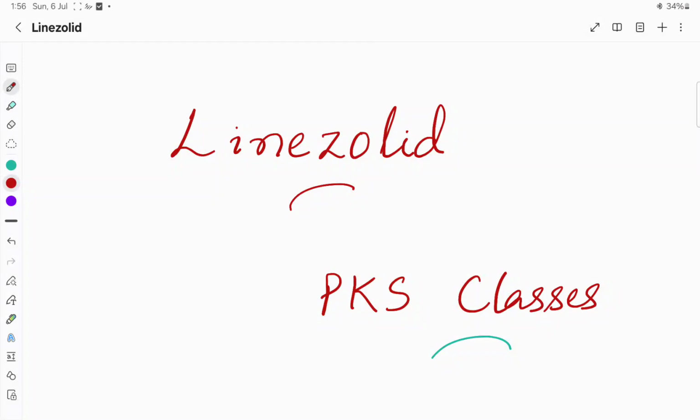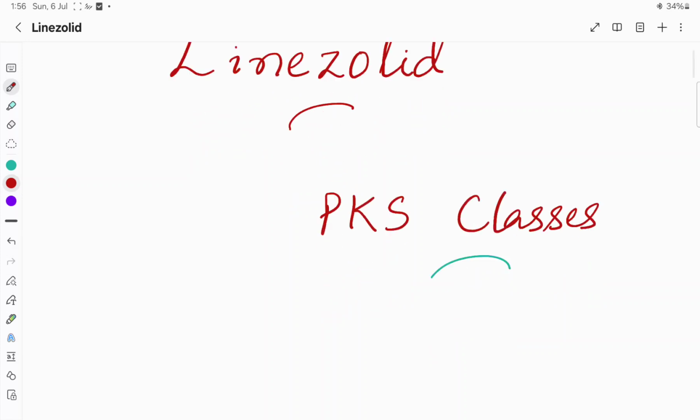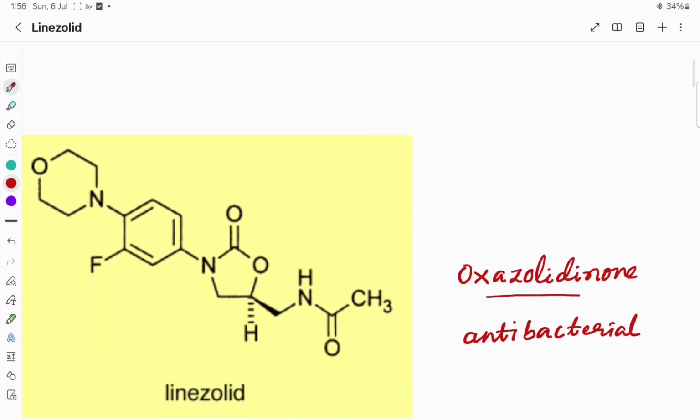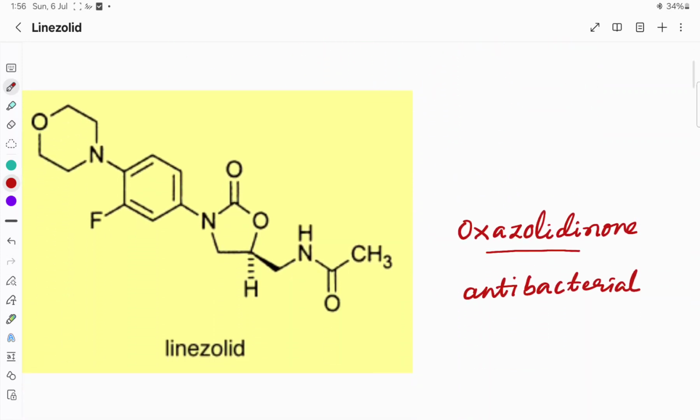Today we'll study Linezolid. This is the structure of Linezolid, which is coming under the oxazolidinone antibacterial groups. So this is the primary structure, because of which we call it an oxazolidinone.